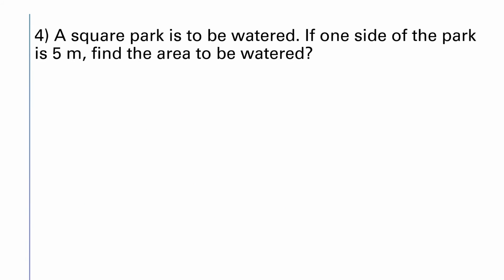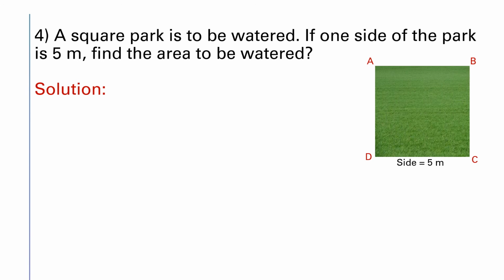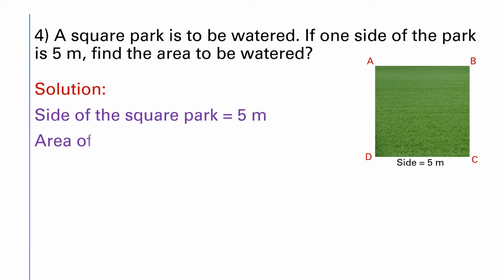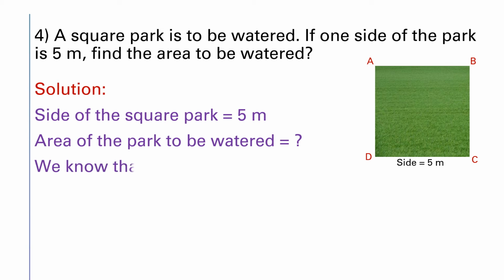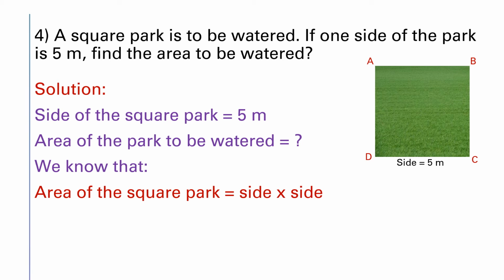Let's practice one more. Question number 4. A square park is to be watered. If one side of the park is 5 meter, find the area to be watered. Let's write the solution. Suppose ABCD is a square park. Side of the square park is equal to 5 meters and area of the park to be watered we have to find out. We know that area of the square park is equal to side multiplied by side.